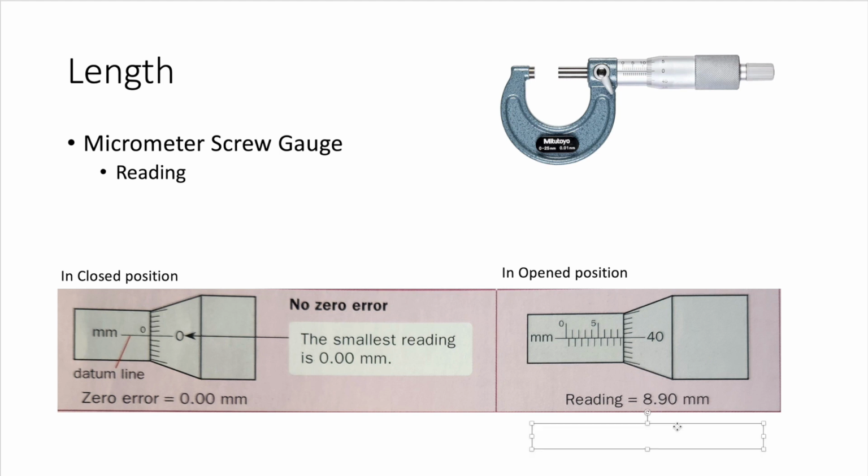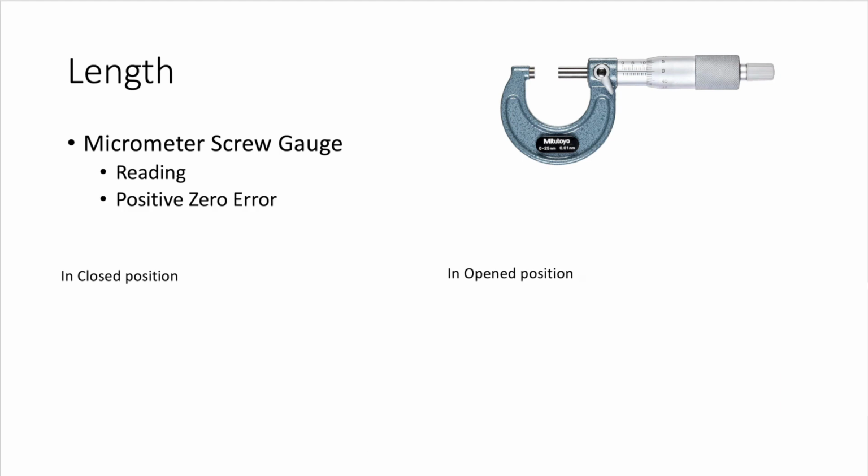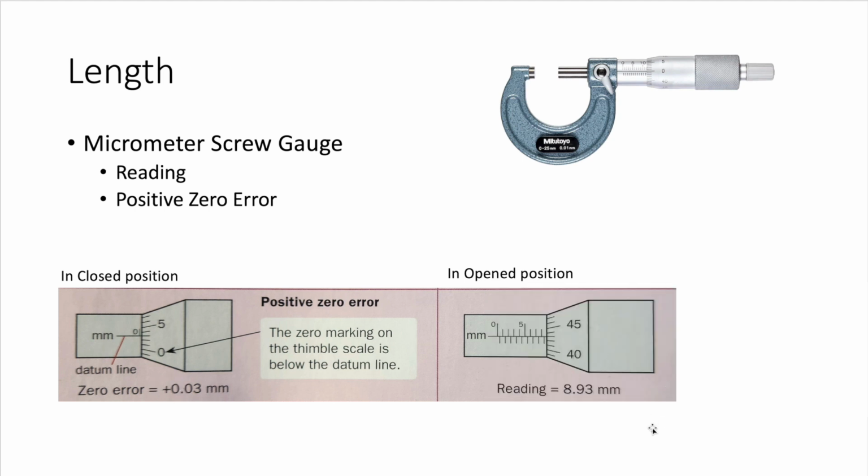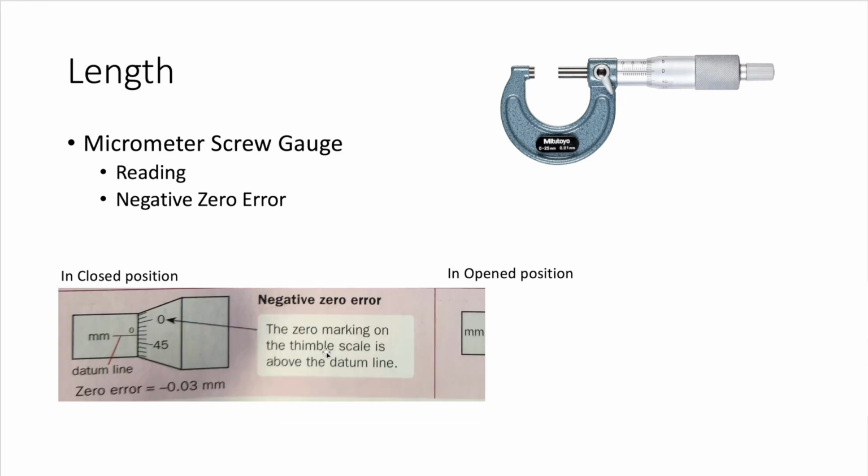So over here, it is an addition of 40 units. You can see over there at the thimble scale. So you have to add it in. 8.5 plus 0.4, you'll get 8.9. And if it is in a closed position and the 0 is already pointing off the datum line, the main scale, it means it has a positive zero error, so you have to remember to minus it off. Similarly, if it is pointing at the back, you have to remember to add it back in.